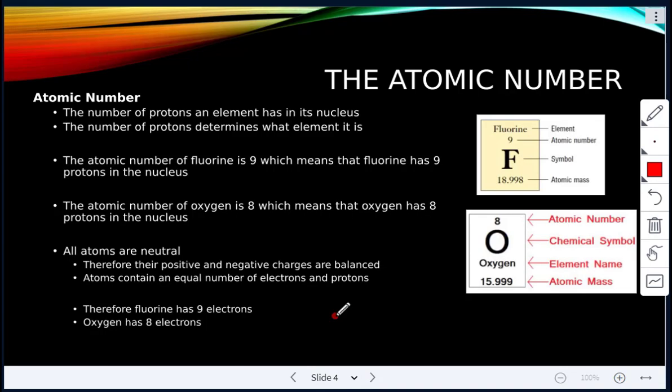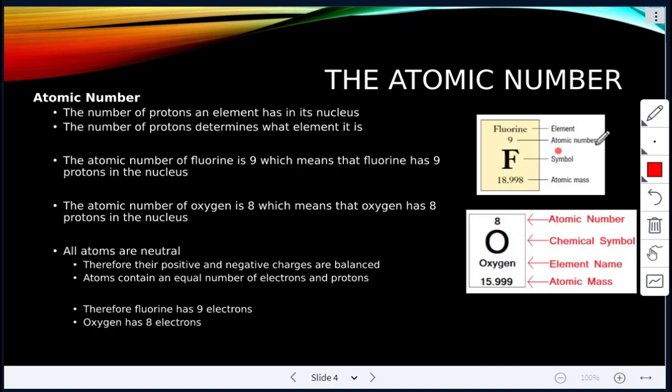Anytime you look at elements on the periodic table, you'll see this number associated with the element. The atomic number represents the number of protons that an element has in its nucleus. It's that number of protons that determines what an element is. So every element will have its own unique atomic number.